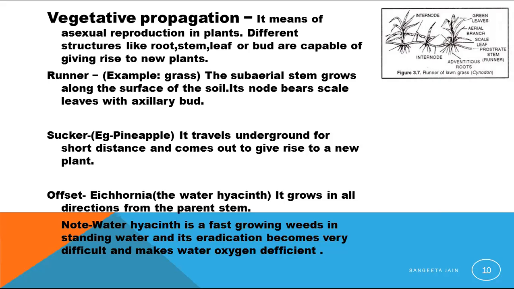Vegetative propagation is found in several aquatic and terrestrial species of angiosperms. Runner: in this type of vegetative propagation, the subaerial stem grows along the surface of the soil. Its node bears scaly leaves with axillary buds. When new plants are established, the runner decays.